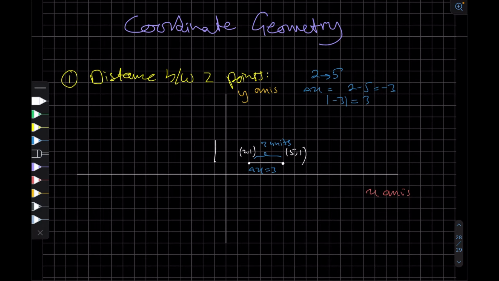Similarly, if I draw a line over here, let's say something like this, which is 1 comma 1 to 1 comma 5, we see that now this is a vertical line because the x component is not changing, and the change in y component here is 4. So the change in y is 4, and so we can see that this line will be 4 units.